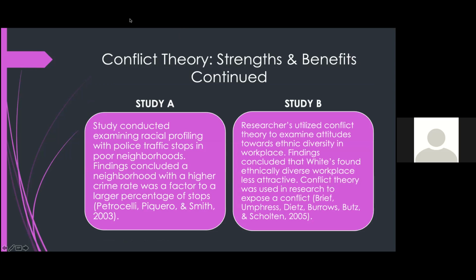In a study done by Petrosilli, Piquero, and Smith, racial profiling was examined with police traffic stop data. From a conflict theory perspective, researchers expected to find that police officers would profile minority and poor neighborhoods to make a larger percentage of traffic stops, which actually was not the case. Their findings suggested that socioeconomic and demographic factors were not significant with a stop, but rather a neighborhood with a higher crime rate was the factor. Conflict theory was used to analyze an assumed inequity here, and the findings resulted in an unexpected positive result. There's another study here that you can review if you would like, that I won't cover for the sake of time.